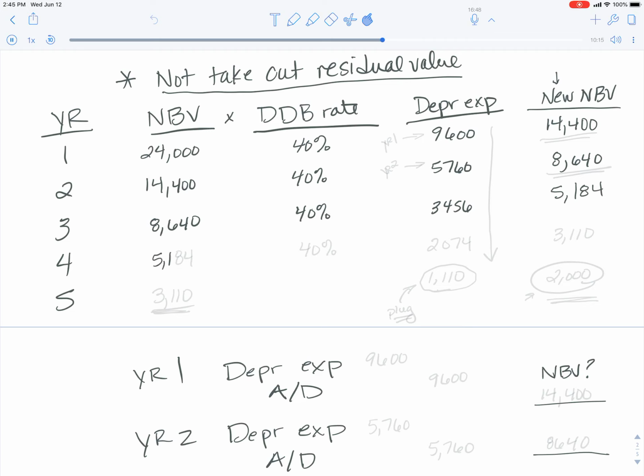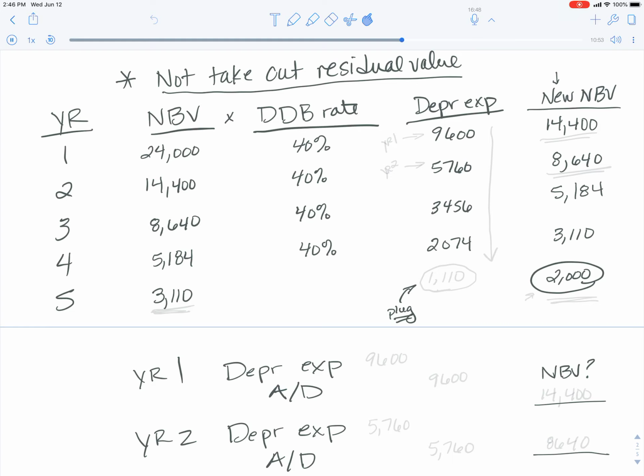Let's do the year 4, 5,184 times 40%. You'll get 2,074. New net book value of 3,110. Now we're in our last year. And this is where residual value comes in. So you do your first 4 years the same. And then your last year, you have to do something a little bit different because you need a net book value to end up at 2,000. So you have to plug it. So we're going to call this a plug.